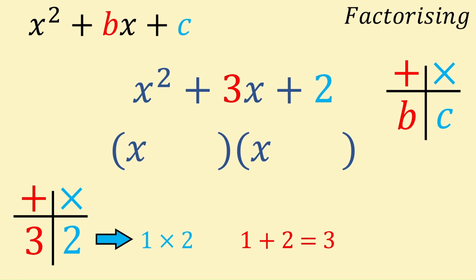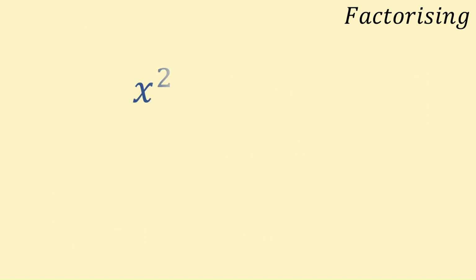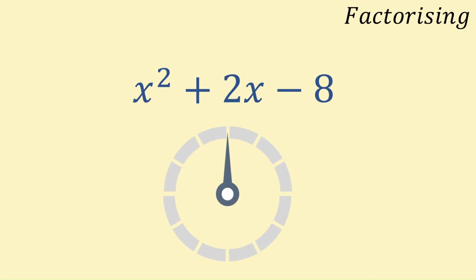Pop them into the bracket like so. x plus 1 and x plus 2 is our factorised solution. To check, you can go ahead and expand them. You'll get the above quadratic, x squared plus 3x plus 2. Nice! To practice, here's another quadratic to factorise, x squared plus 2x minus 8. To remind yourself of the key steps, feel free to rewind back along and see how the previous quadratic was factorised. If you're feeling brave, try and solve it in under 30 seconds.